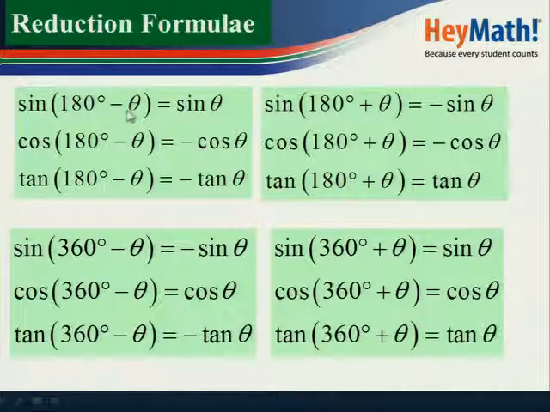And then 180 degrees minus theta, second quadrant, and in the second quadrant, only sine will be positive. Cos and tangent will then be negative. These are the reduction formulae for 180 degrees minus theta, 180 degrees plus theta, 360 degrees minus theta, and 360 degrees plus theta.